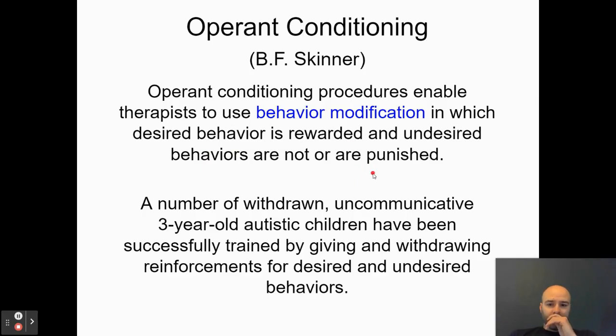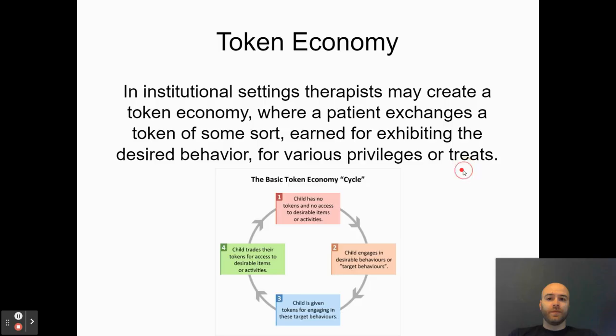There's been a number of studies of withdrawn, uncommunicative 3-year-old autistic children, and they've been successfully trained by giving and withdrawing reinforcements for desired and undesired behaviors. So when they do something, like interacting effectively or communicating effectively with peers or with parents or with therapists, they're then rewarded for it and encouraged to continue doing that. And it's had big impacts on their social and communication development.